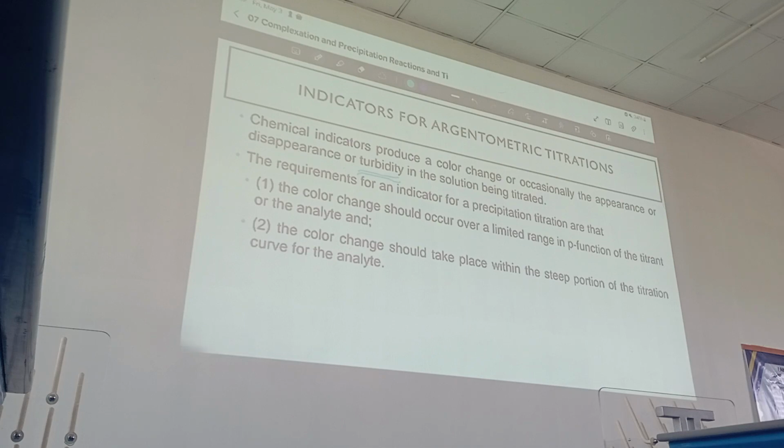The requirements are that the color change should occur over a limited range of pAg and it should take place in a steep portion of the titration curve. That will be your equivalence point.